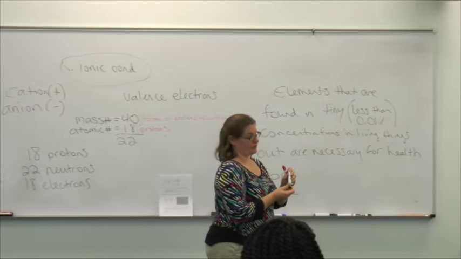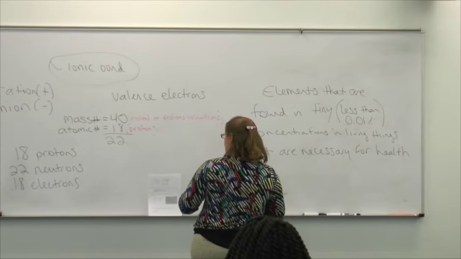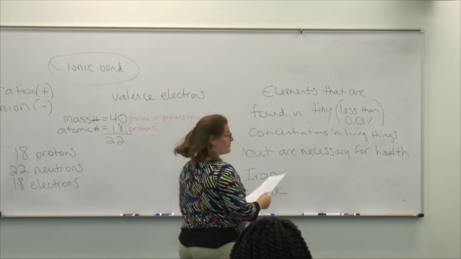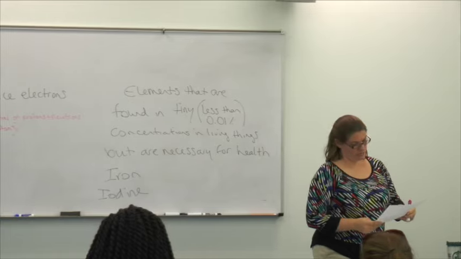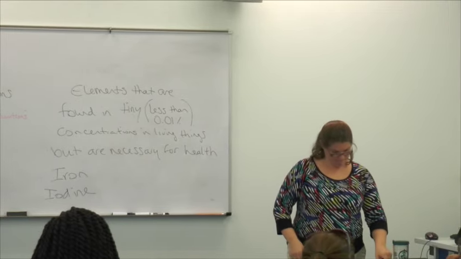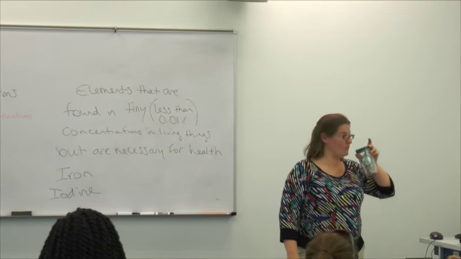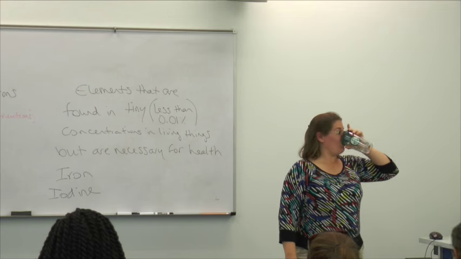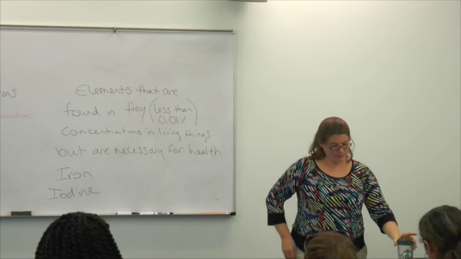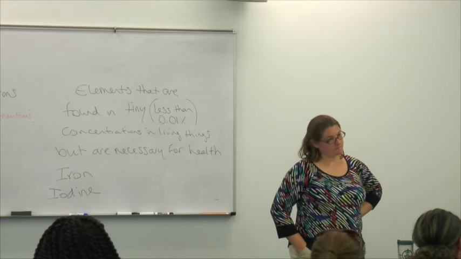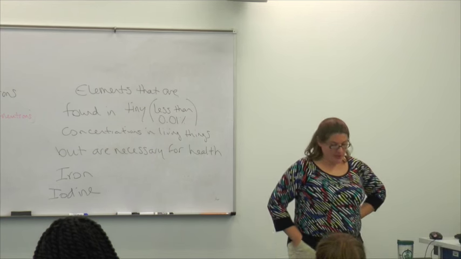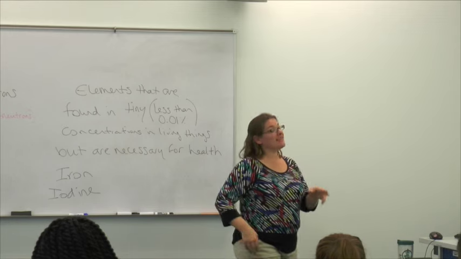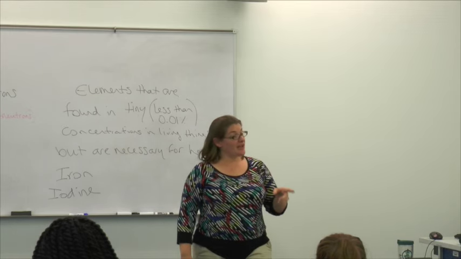Question about the previous one, the mass number, number 10. When the mass number is 40 and the atomic number is 18, the number of neutrons is 22, right? Yeah, that's right. So is it a positive charge, negative charge, or no charge? There's no charge. That's a neutron. It's an isotope.